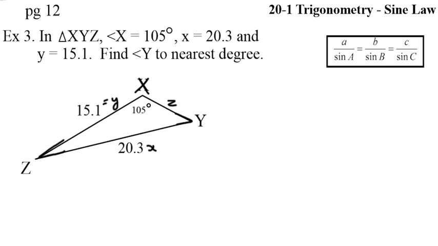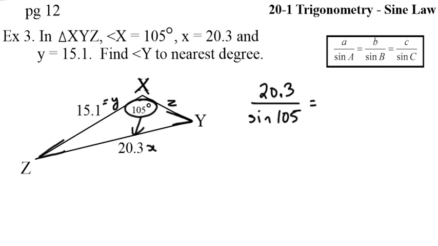What are we trying to find? We're trying to find angle Y. Do we have an angle side pairing? We do. X and side X. There's a great start. So as long as I have that angle side pairing, 20.3 over sine 105.